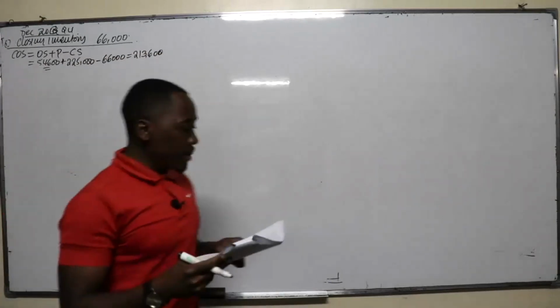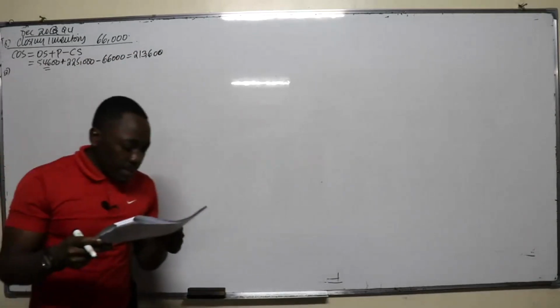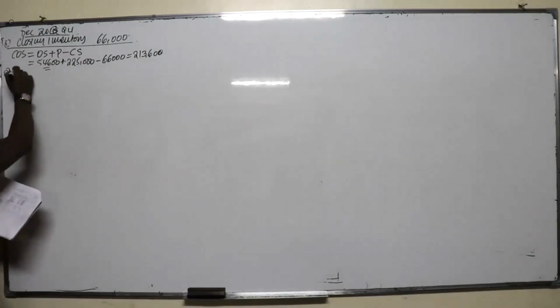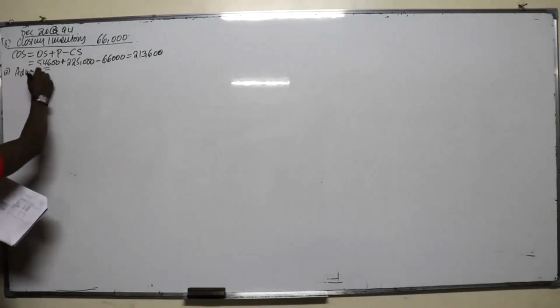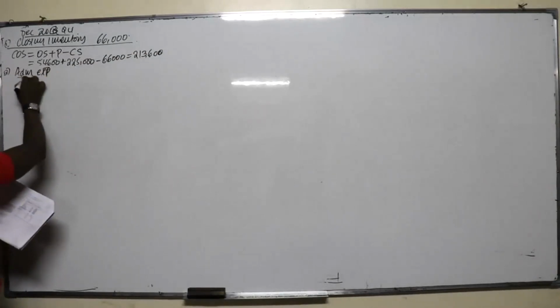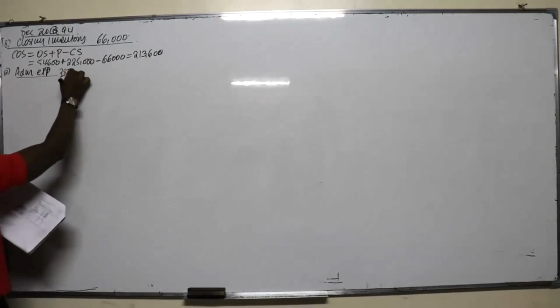Number two, you're told about admin expense. So how much is the admin expense? Yeah, admin expense is an amount of 78,000.